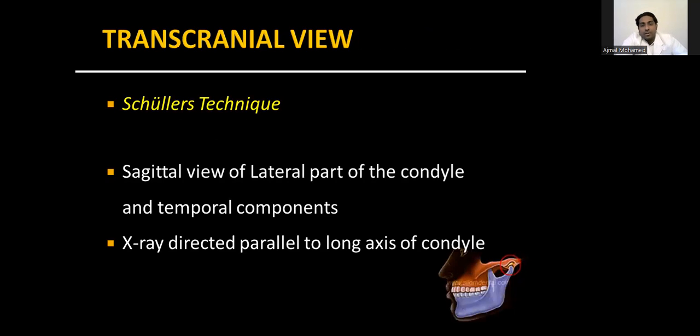Now, coming to the discussion of each technique, we'll start with the transcranial view. This is also called Schuller's technique. This type of transcranial view is used to identify the sagittal view of the lateral part of the condyle and the temporal components. Here, the X-ray is directed parallel to the long axis of the condyle.